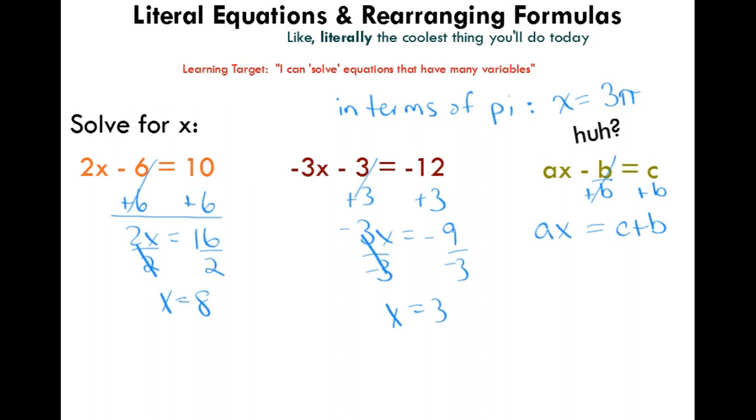Alright, so we got to keep going because we have ax. So to get rid of the a, just like I get rid of the -3 here and the 2 here, is to divide by a. That cancels this. It becomes 1x, or just plain x. But I also have to divide this side by a. And I'm done. C plus b over a.